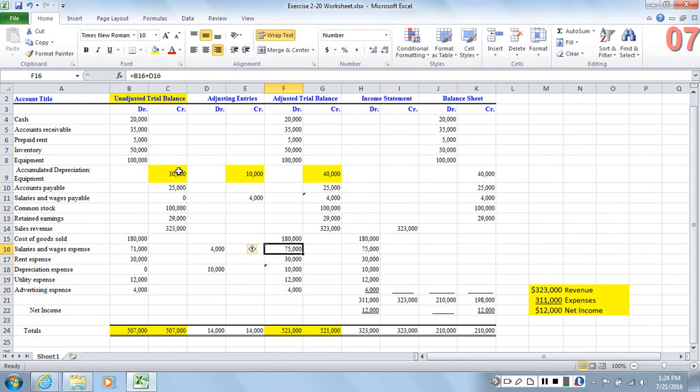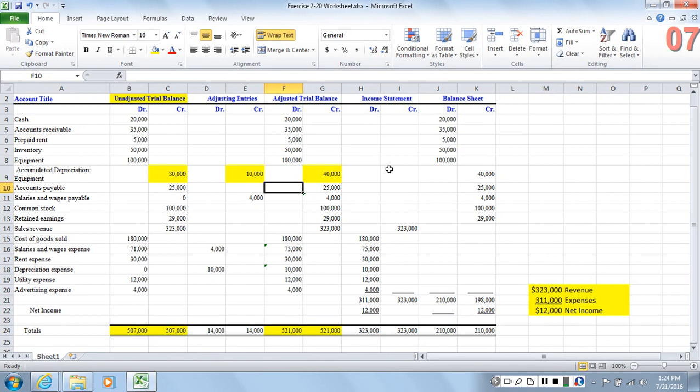Here was the salaries expense, so there was $71,000 in salary expense. $4,000 additional dollars in salary expense has been recorded for the adjusting entry, so those two added together give us our total of $75,000 now for the salaries expense. Okay, and then I made sure everything was in balance at the bottom.